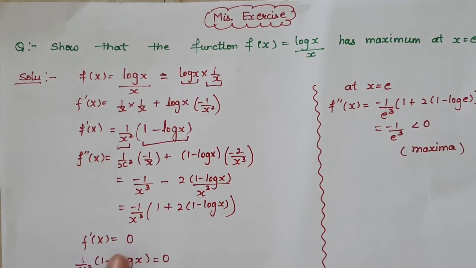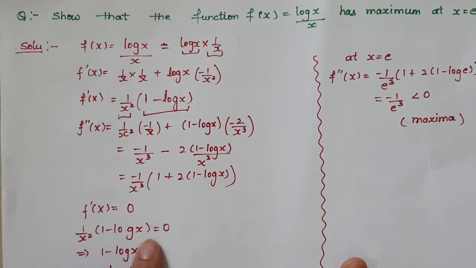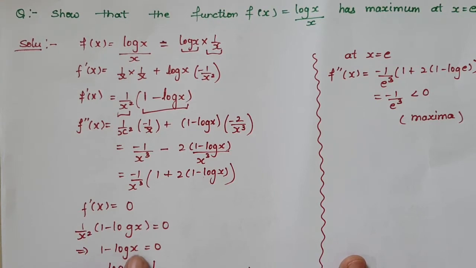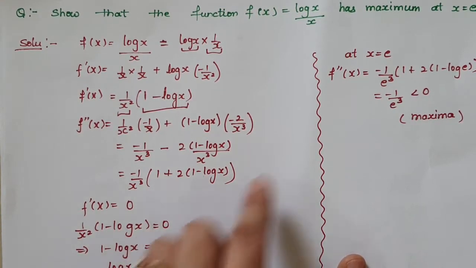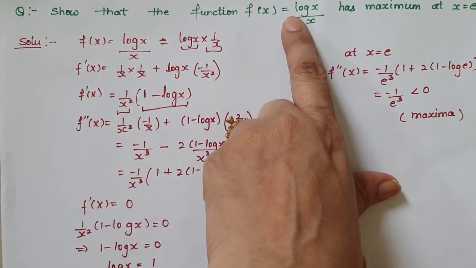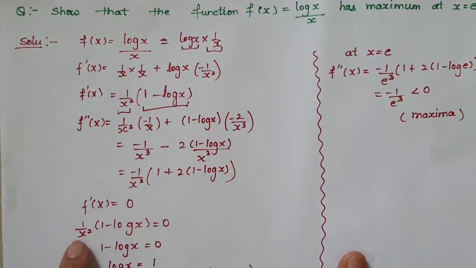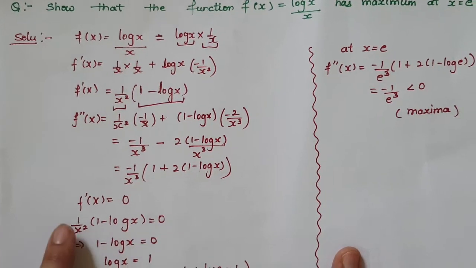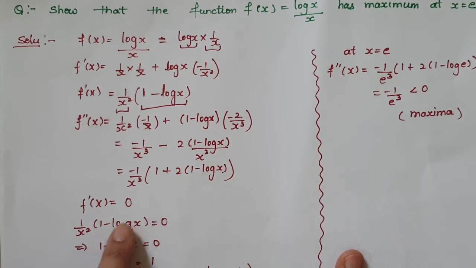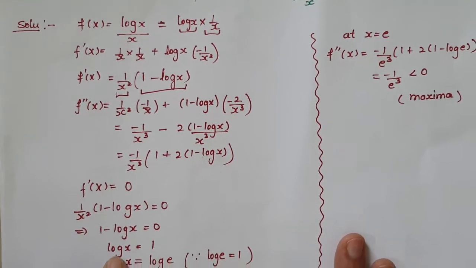If I put the first derivative as 0, I am getting 1 by x square into (1 minus log x) equal to 0. This implies 1 minus log x is equal to 0, because x is in the domain of log, so it will take all the values which are greater than 0. That's why, in the product equal to 0, we are ignoring 1 upon x square. Okay, so the only term which could be 0 is 1 minus log x. That simply means that log x is equal to 1.